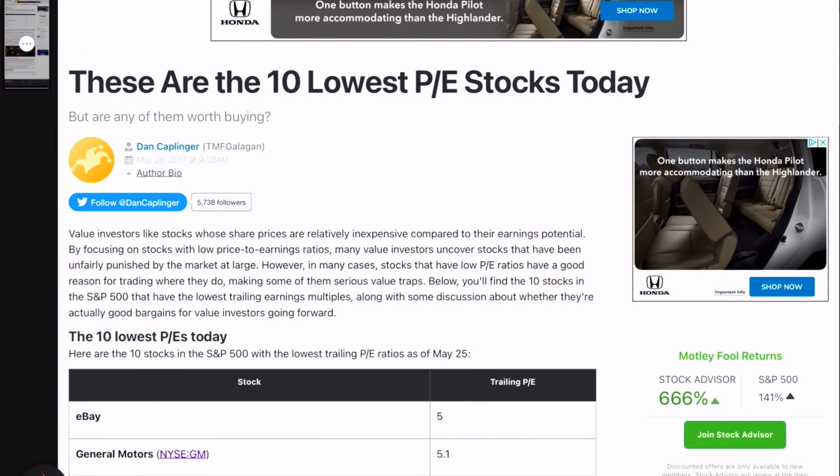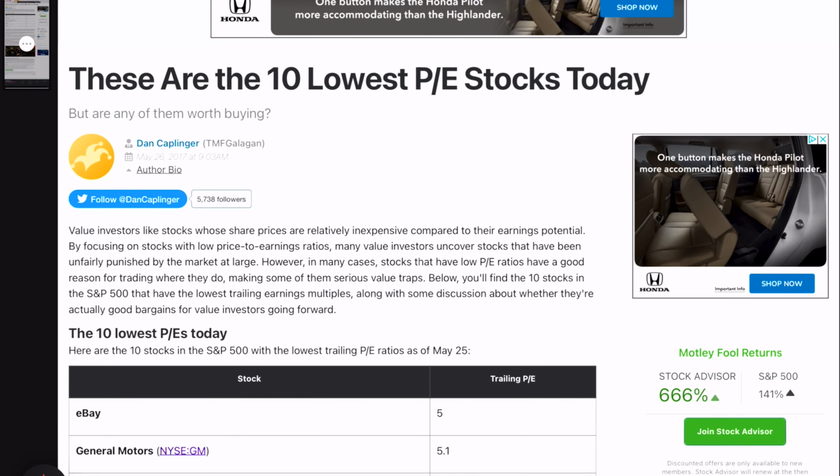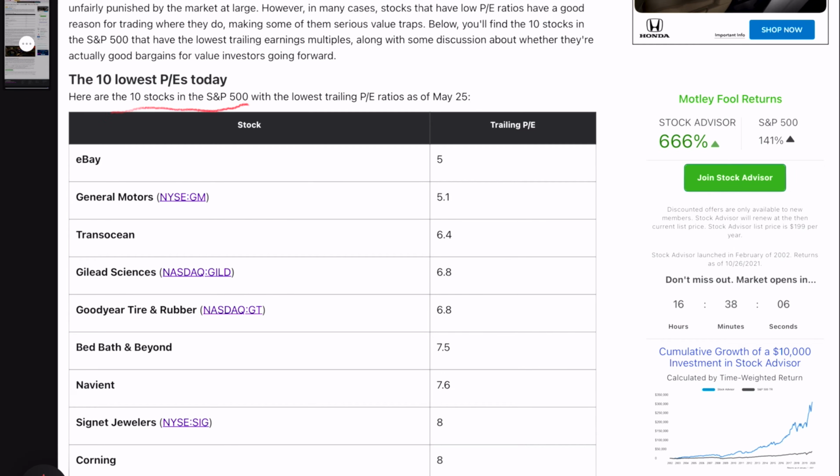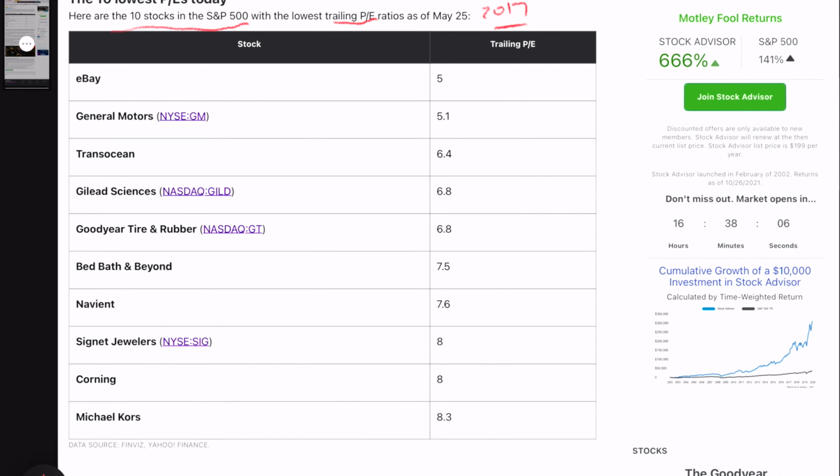To illustrate, I looked up an article on Motley Fool. I just did a Google search for low PE stocks, and the first one I clicked on was this one from the Motley Fool on May 26th, 2017. So it goes through the 10 lowest PE stocks in the S&P 500 using the trailing price to earnings ratios as of May 25th, 2017. So here was the list of stocks and what their PE was at the time. So we've got eBay, General Motors, Transocean, Gilead Sciences, Goodyear Tire and Rubber, Bed Bath & Beyond, Navient, Signet Jewelers, Corning, and Michael Kors. Which of these were values, real values, and which of these were value traps?